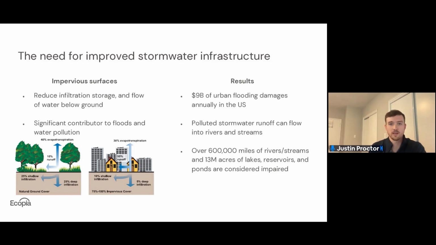And there's also the ecological impact as well. What we're seeing is over 600,000 miles of rivers and streams and 13 million acres of lakes, reservoirs, and ponds are now considered impaired.